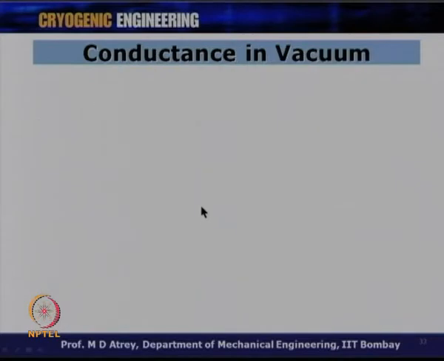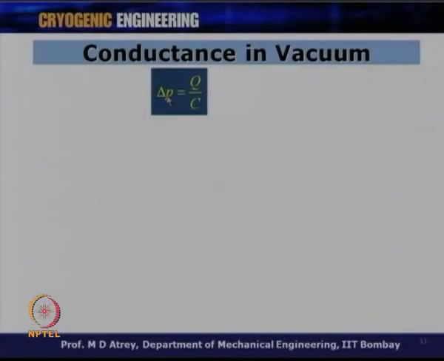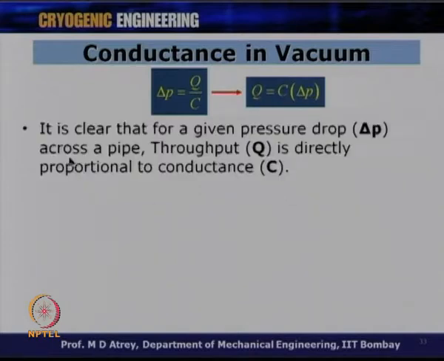So, we have just introduced a term called C, but we have not yet defined it, and therefore we will try to understand how conductance in vacuum is defined. Conductance is related to delta P by the equation delta P is equal to Q by C, and therefore I can say Q is equal to C into delta P. It is clear that for a given pressure drop delta P across a pipe, throughput Q is directly proportional to conductance C.